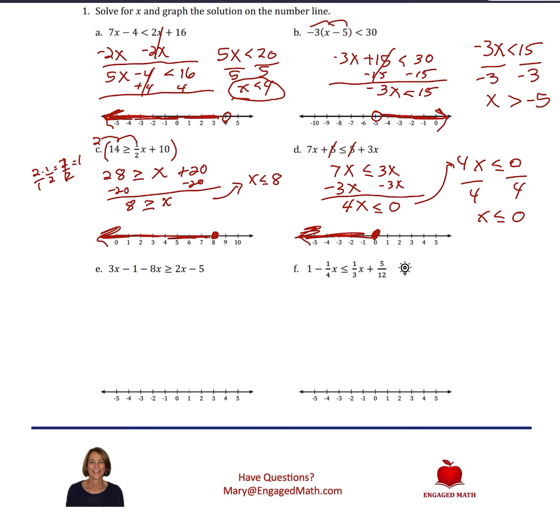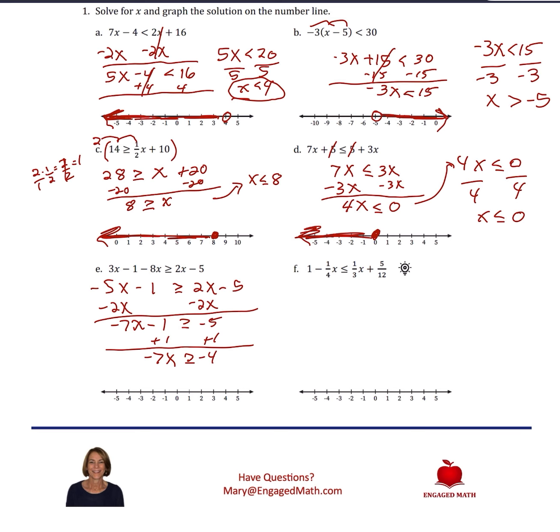All right, let's look at the next one. So before I start, I'm going to combine my like terms. So the 3x minus the 8x gives me 5x minus 1 is greater than or equal to 2x minus 5. All right, I'm going to subtract 2x from both sides, and that's going to give me a negative 7x minus 1 is greater than or equal to negative 5. I'm going to add the 1 to both sides, and so now I have negative 7x is greater than or equal to negative 4.